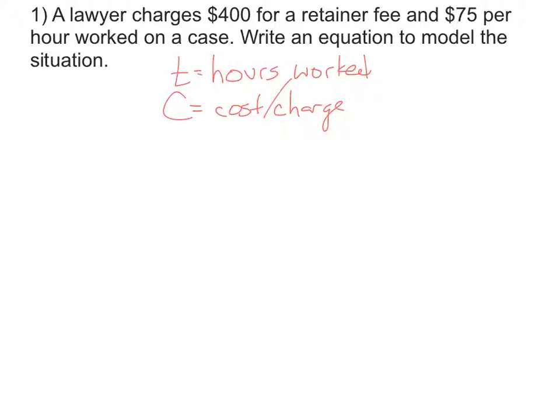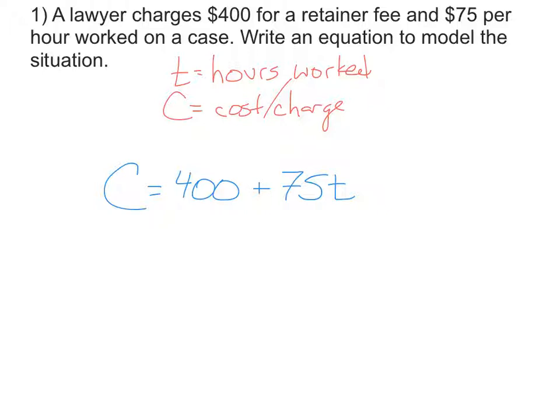So our total charge is, well, right away we pay $400 just for the visit. Then we also pay $75 per hour. So $75 per T hours worked. So if the lawyer works 1 hour on it, we're adding an additional $75. If the lawyer works an hour and a half on it, we're doing 75 times 1.5, added to 400. And that's the charge for this attorney.